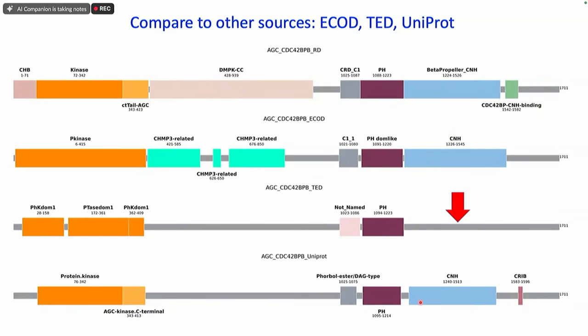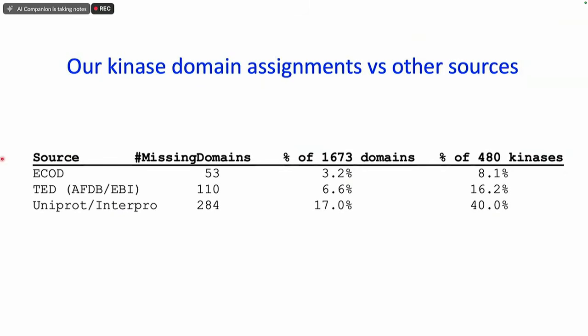So these 3 sources are sources you could use, and ours is kind of structurally correct because I stared at the AlphaFold model and named everything with consistent names. That ECOD database is missing about 3% of our assignments. TED, which is what you get on the AlphaFold database, is missing almost 7%. UniProt is missing 17%. So UniProt is a bad source for domain interactions, and TED is more problematic than I would expect.